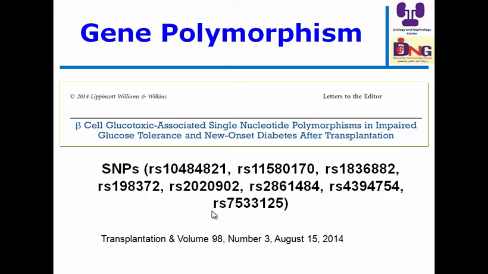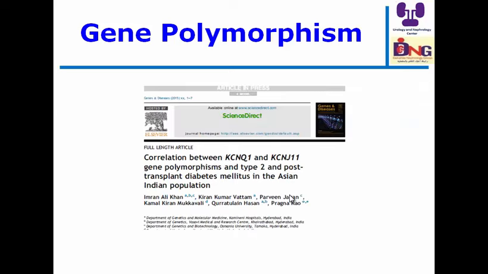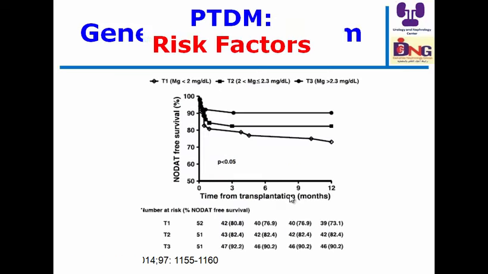Gene polymorphisms, all these single nucleotide polymorphisms, are associated with increased risk of new onset diabetes after transplantation and impaired glucose tolerance. Another two genetic polymorphisms, KCNQ1 and KCNJ11, are associated with increased diabetes in the Asian Indian population. Another interesting factor is hypomagnesemia. The lower the serum magnesium, the higher the risk for post-transplant diabetes, especially if serum magnesium is less than 2 milligram per deciliter.